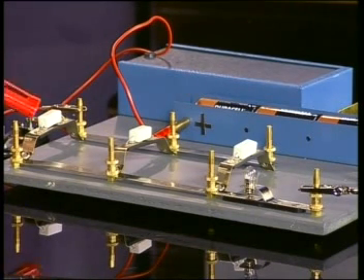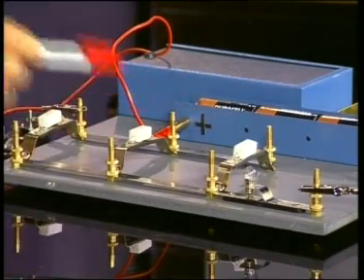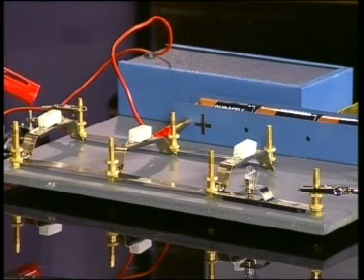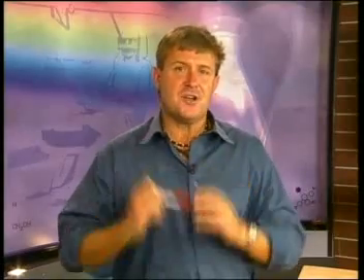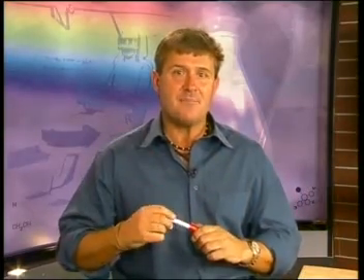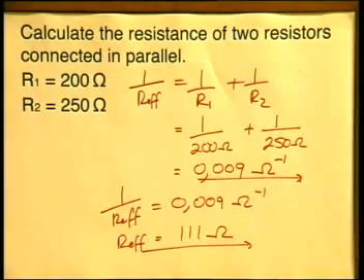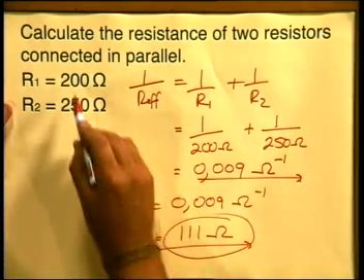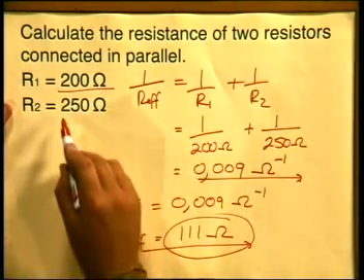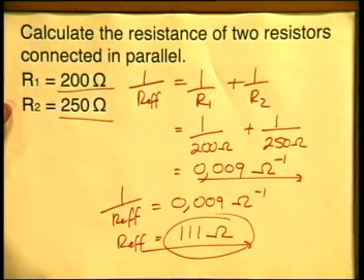Therefore, it confirms our finding that the effect of resistors connected in parallel is to decrease the resistance of the circuit, thus increasing the current. Let me close the switch again and look at the brightness of the bulb. It is interesting to note that the effective resistance of a parallel combination is less than either of the two resistances of the resistors in parallel. Let's go back to our paper graphic. Can you see that my effective resistance of 111 ohms is less than the 200 ohms of R1 and the 250 ohms of R2? The big question is, why does this happen?